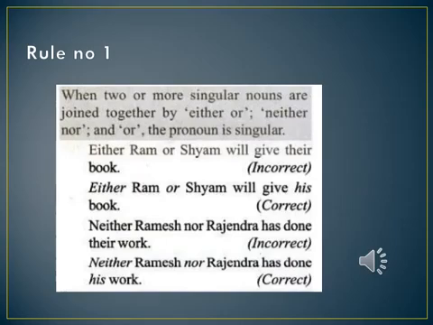Let's go to the second example. Neither Ramesh nor Rajendra. What does it mean? Not one of them. When we are saying not one of them, then the pronoun has to be singular, not plural. Therefore, when neither nor comes or either or comes, we have to use a singular pronoun.